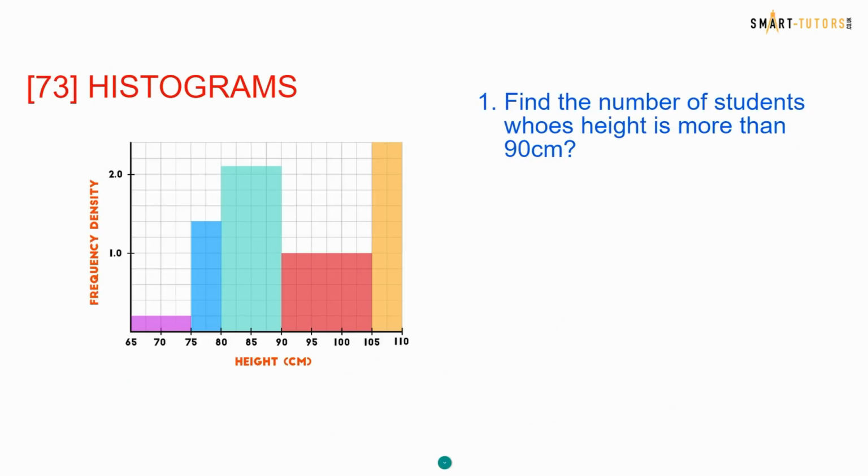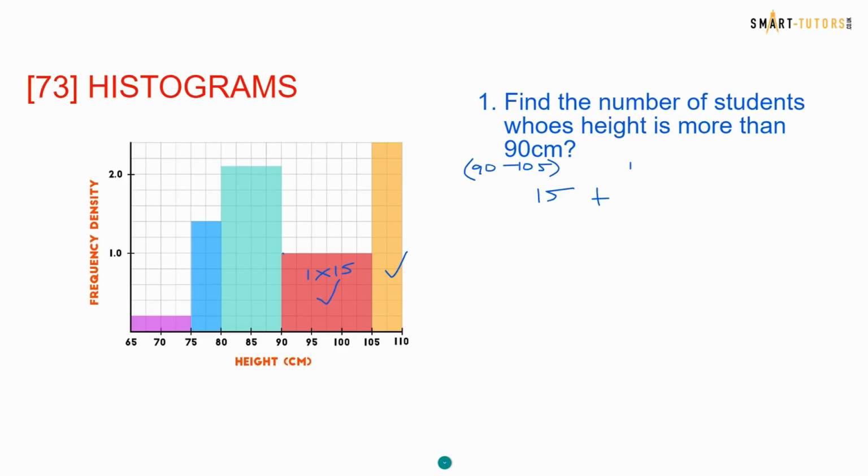73. Histograms. Find the number of students whose height is more than 90 centimeters. Whose height is more than 90 centimeters means this part and this part. How to do this one: the frequency density is 1. So 1 times 15 is 15. One section between 90 and 105 centimeters has 15 people.